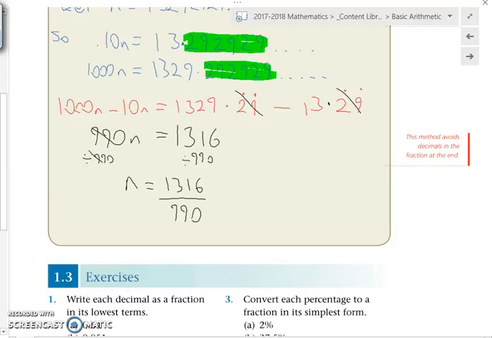Cool? Now, that can be simplified. You'll notice that they're both even numbers, so I'm going to leave it to you to simplify. It may be divisible by more than 2. You may be able to do it by 4 or 8 or 16, but it's definitely divisible by 2. So have a go, see if you get it.